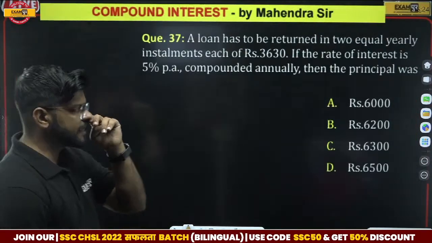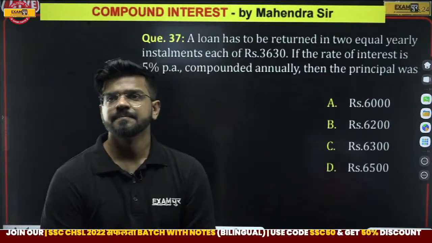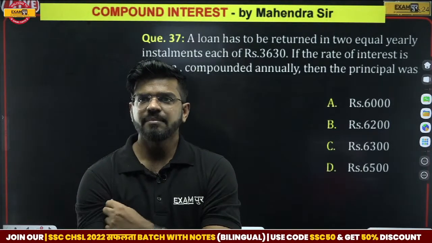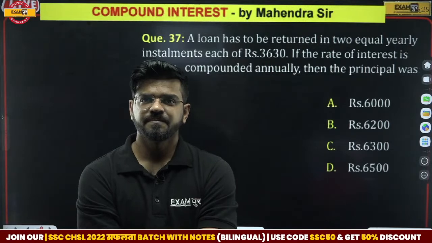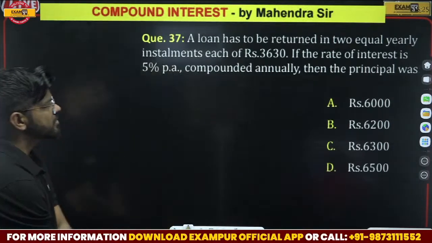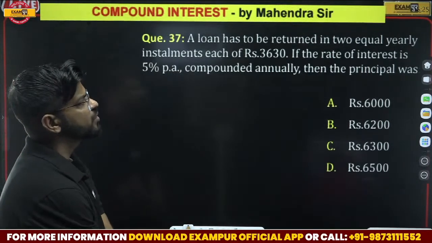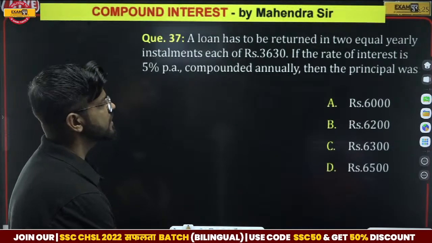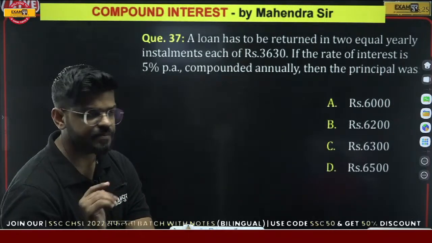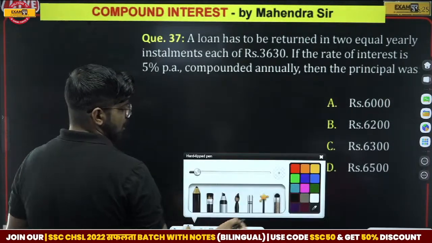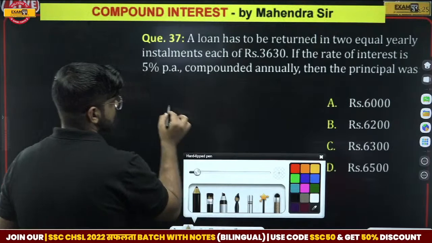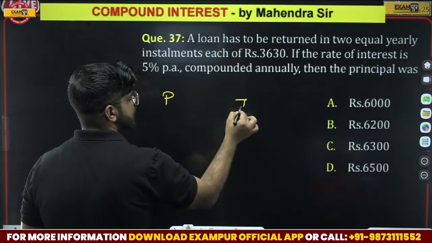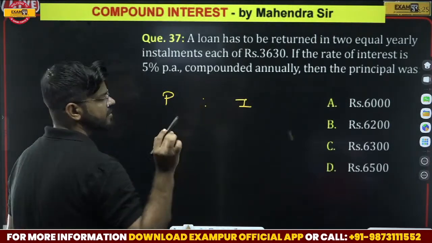Finally, question number 37. Tell me the answer of this question. The question is saying a loan has to be returned in 2 equal yearly installments, each of 3600. 2 installments are there. So you know how we will proceed. Here is my P, here is my installment. This will be in a ratio format.